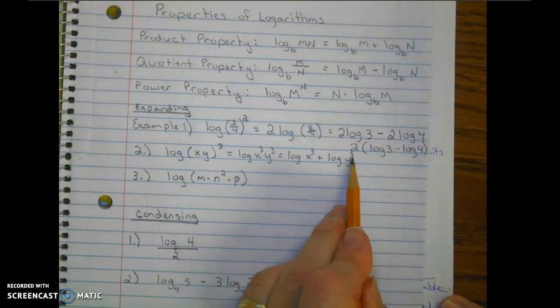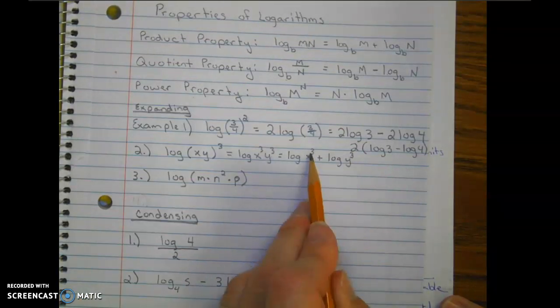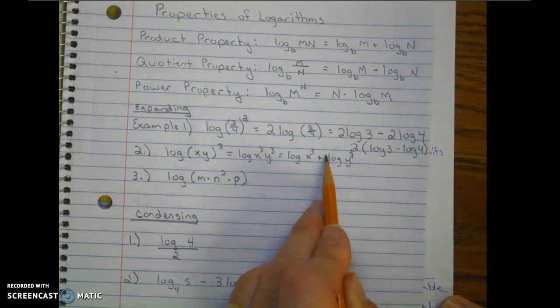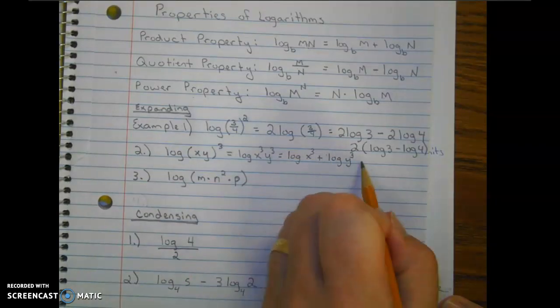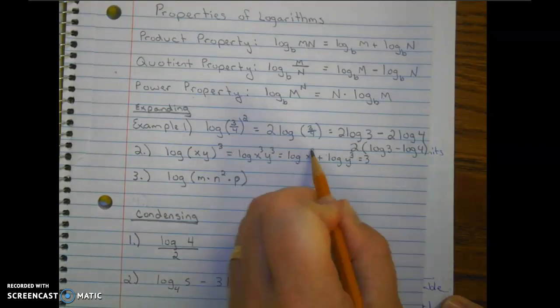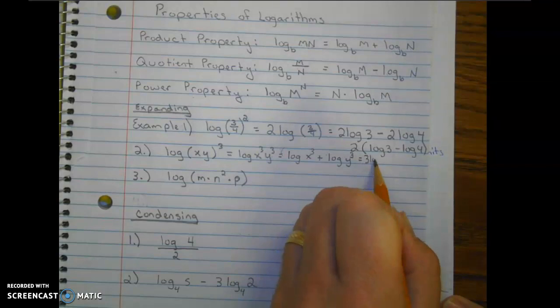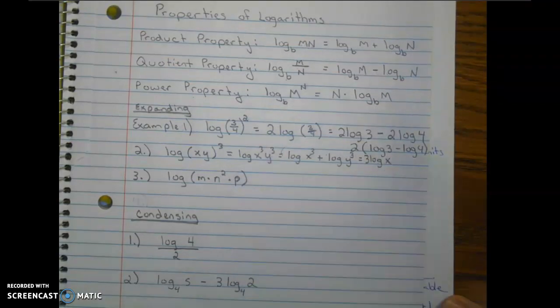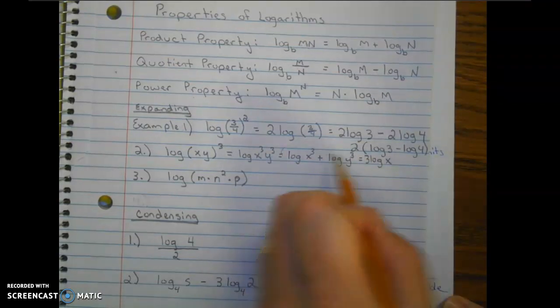And then we would have to use the power property to bring the 3 out front on each of these logs. So we'd have 3, moving that to the front for multiplication, and then moving this 3 out front.